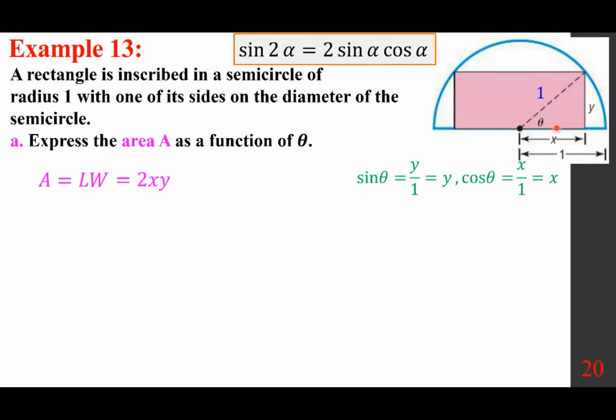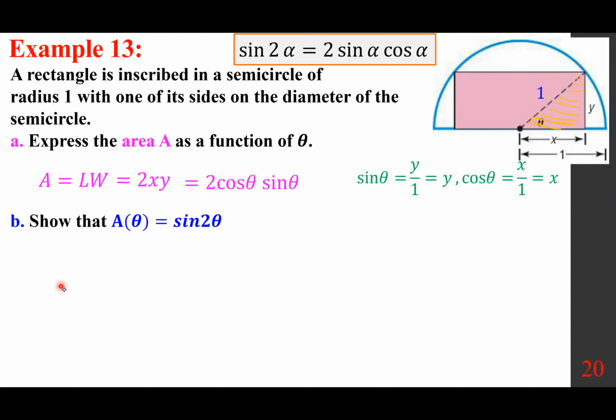Okay, we are looking at this triangle. Okay, everybody. So it's 2 cosine theta sine theta. Show that it's sine of 2 theta. It is. I mean, there's really not much to do. So A of theta, we showed it's equal to 2 cosine theta sine theta. And according to the formula, it's the same as sine 2 theta.